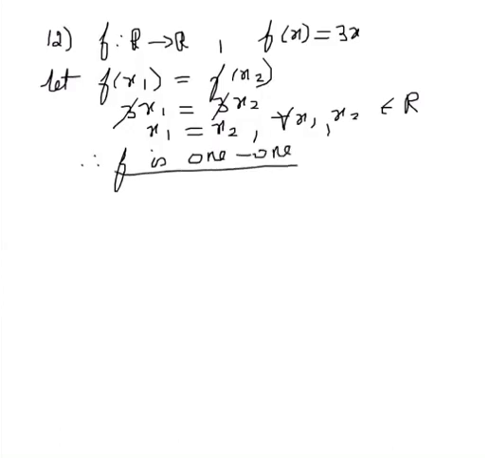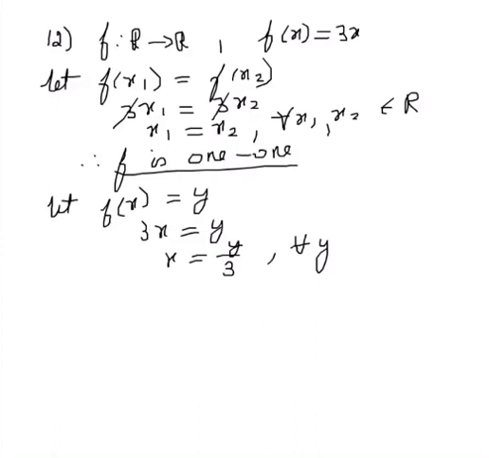Now let us check whether it is onto or not. Let it be the real number set. So f of x is equal to y. And our f of x is 3x. Find x. So this y by 3 can be calculated for any y belonging to the second set. We don't have a not-defined case. If you take any real number, it can be divided by 3 and the answer is also a real number.